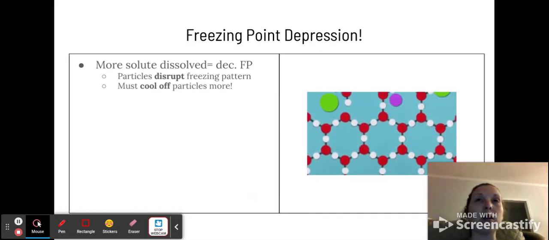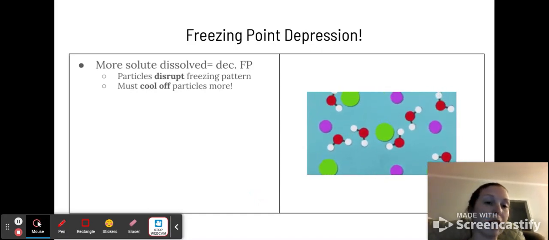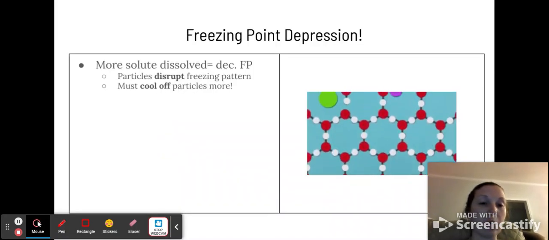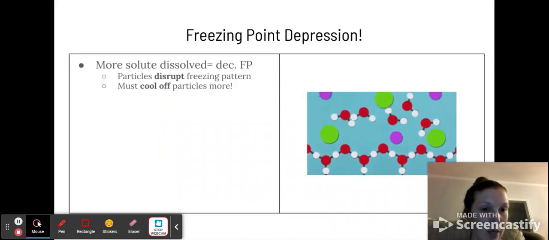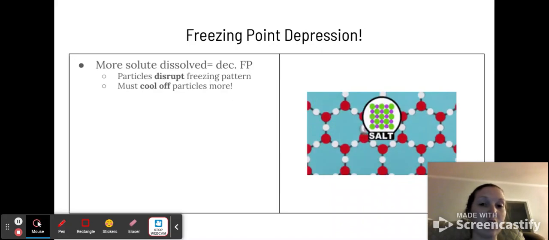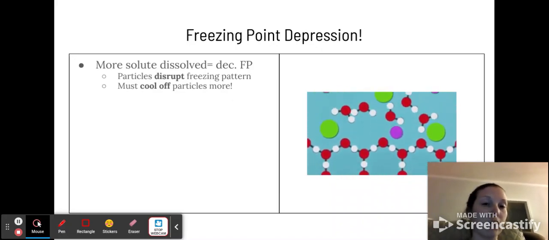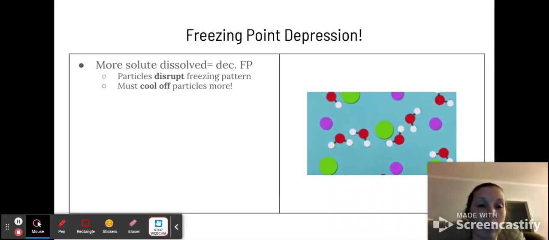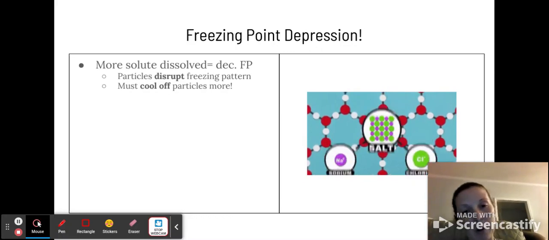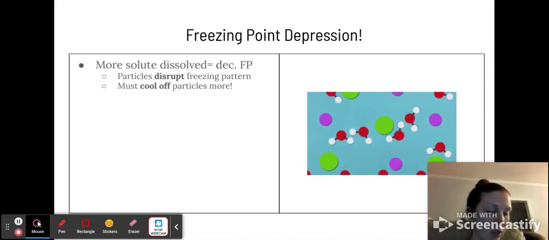And to allow those particles to still freeze again, you are going to have to cool it off even more. This is why we put salt on the roads in the wintertime, because as the rain and sleet and snow hit the salt, they actually melt, and it will keep the roads from freezing. The roads would have to get much, much, much colder to freeze and cause those issues. However, the problem is we put the salt out too early, and then rain washes it away, and then it's not there to do its job.